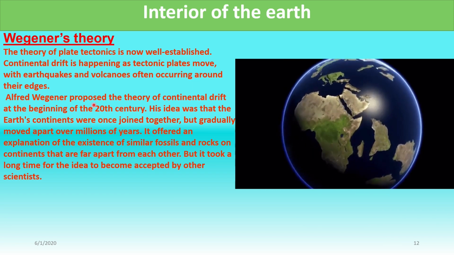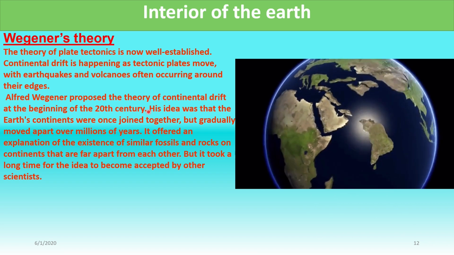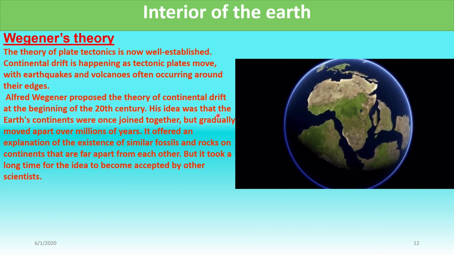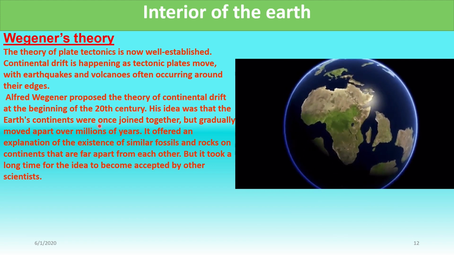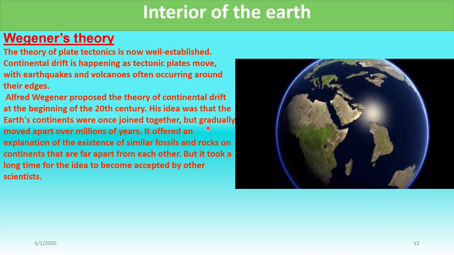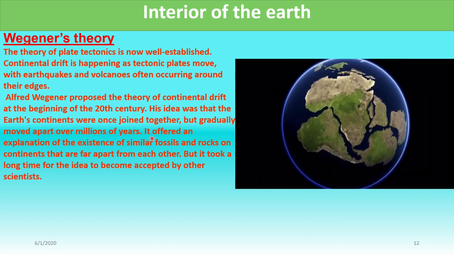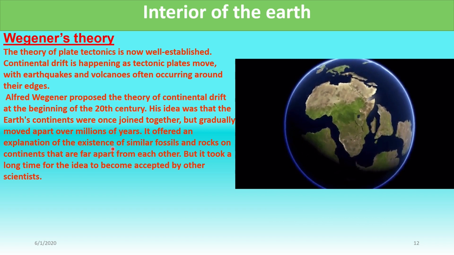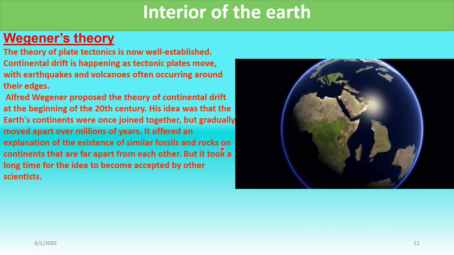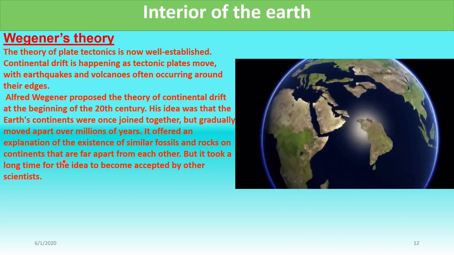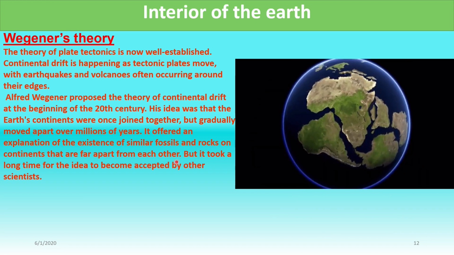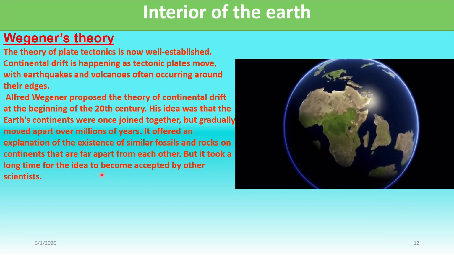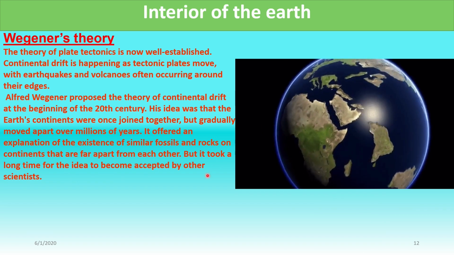Alfred Wegener proposed the theory of continental drift at the beginning of the 20th century. His idea was that the Earth's continents were once joined together but gradually moved apart over millions of years. It offered an explanation of the existence of similar fossils and rocks on continents that are far apart from each other. But it took a long time for the idea to become accepted by other scientists.